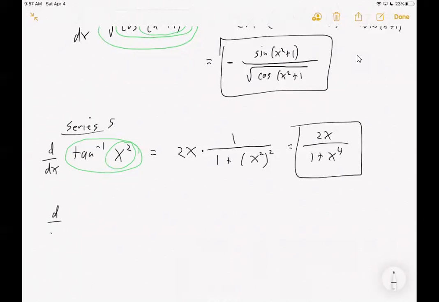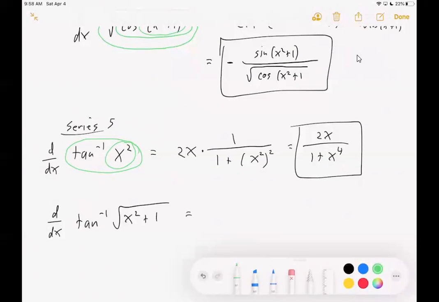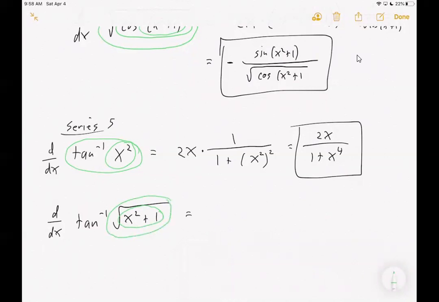Let's do one more with the inverse tan, that will have 3 layers. Okay, so go ahead and see what you can do. In a little bit, I'll start on it. Identify your layers first. One, 2, 3.